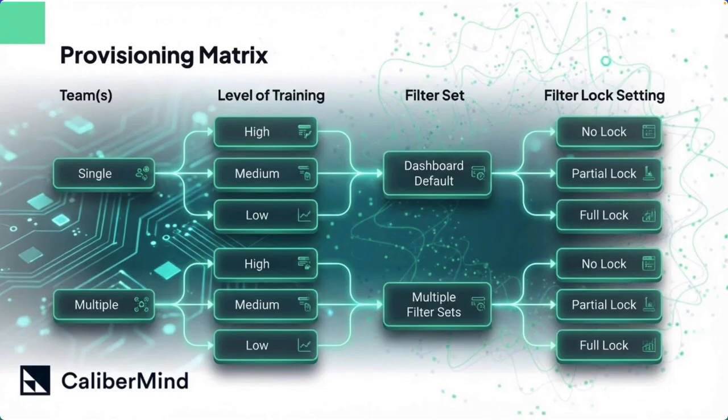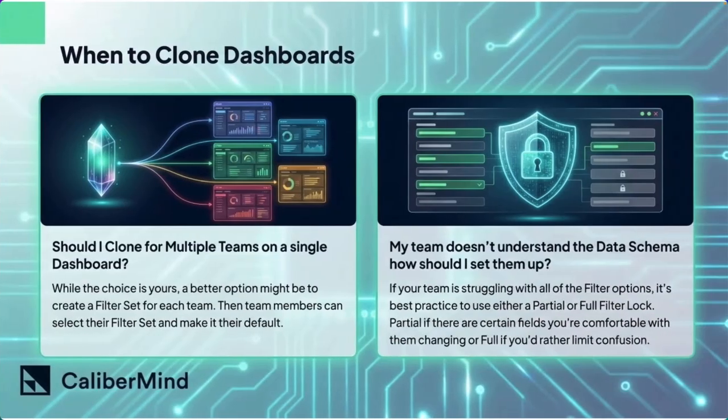With the lower grouping, you can see when you have multiple teams on a single dashboard. The recommendation is that as opposed to just using the single dashboard default, you would use multiple filter sets, one for each of the teams. And then based on their level of training, you would continue to implement the filter lock the same as you would with the single.